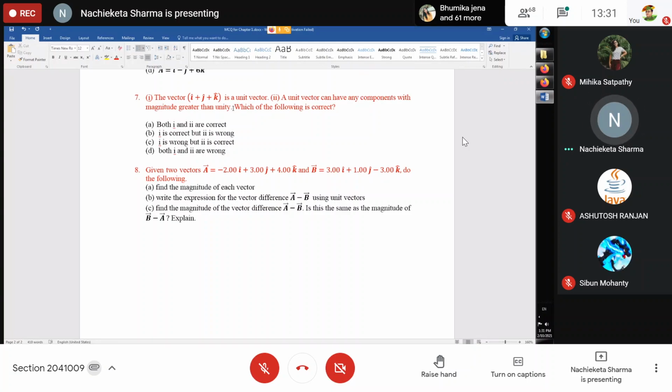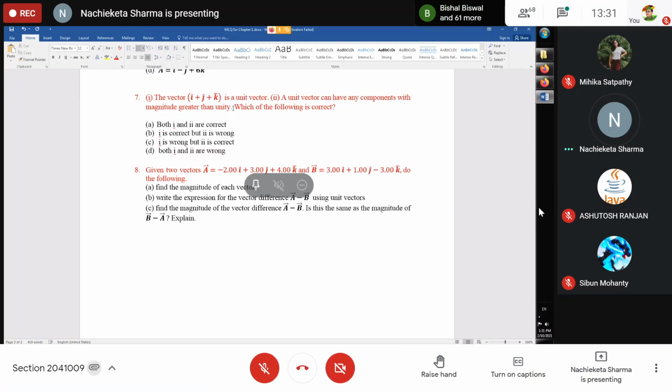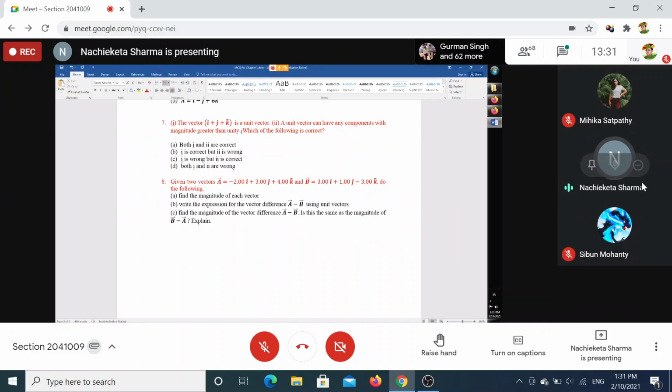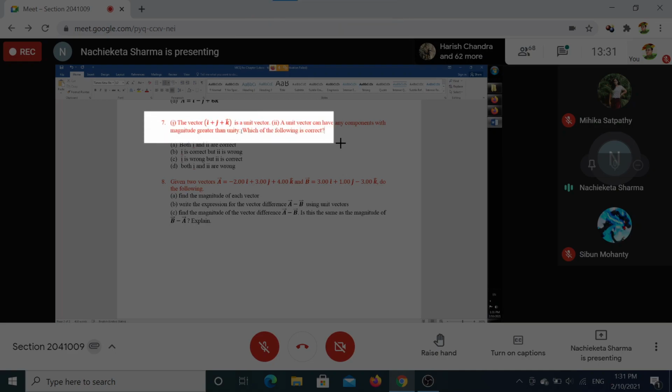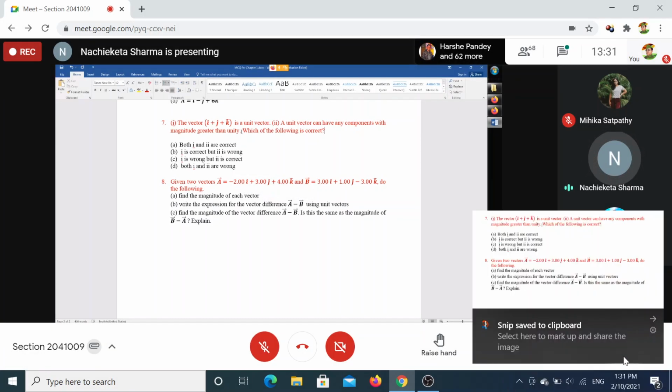Yes, you are right. Because i cap plus j cap plus k cap is not a unit vector because its magnitude is root 3. And a unit vector cannot have any components greater than 1, because once a component is greater than 1, the vector's magnitude will also exceed 1. And it cannot be a unit vector. So both 1 and 2 are wrong.